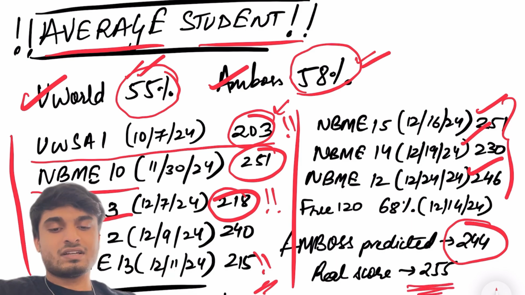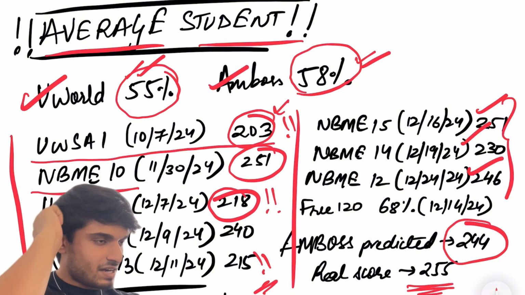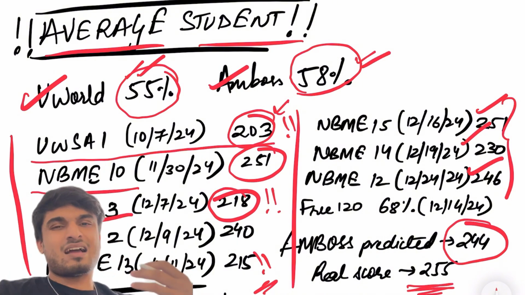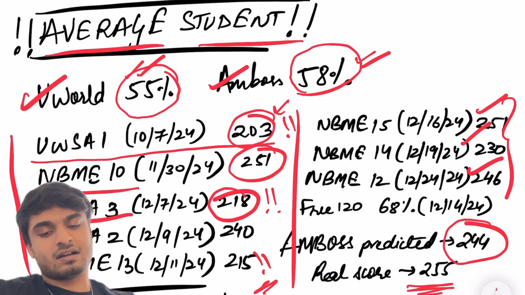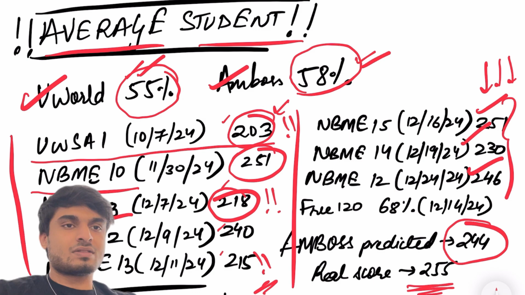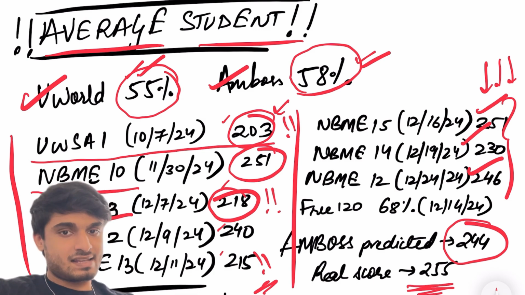So the thing I want you to take away from this is just keep working on your tests. Just give the practice tests. Don't worry about what AMBOSS is predicting or what your individual scores are. As long as there's a trend of you improving, just know that you will do good in the actual exam. Just take the test anyways.